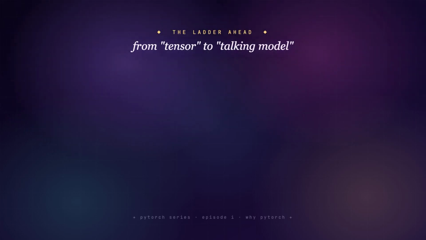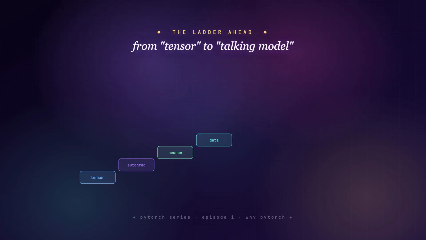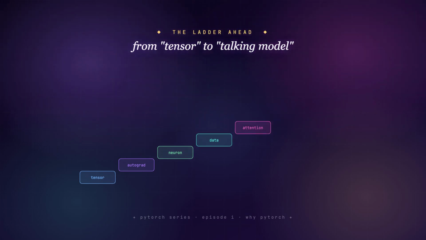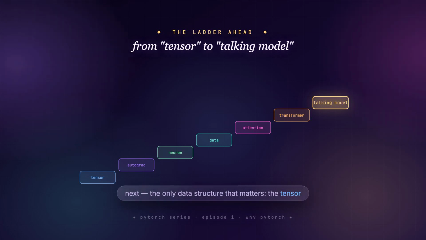Zoom out, picture a glass staircase. The bottom step says Tensor. The top step says talking model. Every episode is one step up that staircase. Tensors, then Autograd, then layers, then attention, then a full GPT. Today, we just stand on that first step and make sure it holds weight. Let's run our first tensor.